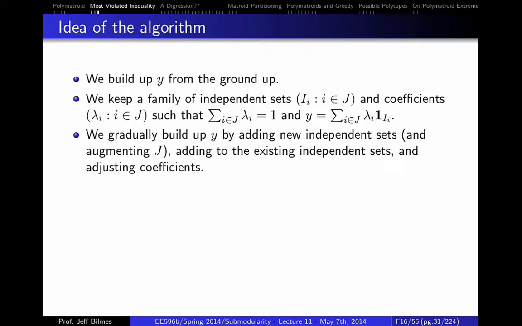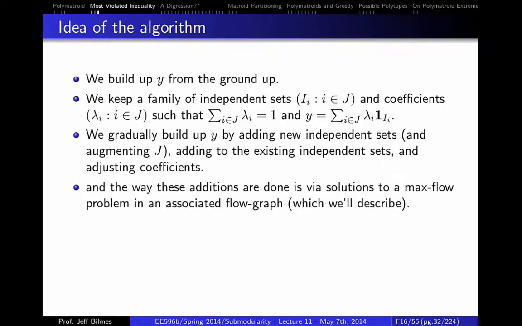And we're going to build Y up by adding new independent sets. So we're going to augment J, adding to the existing independent sets and adjusting coefficients. Basically, we're going to add an independent set, and then we're going to get a non-convex combination, and then we're going to adjust the coefficients to recover the equality of convex combinations.